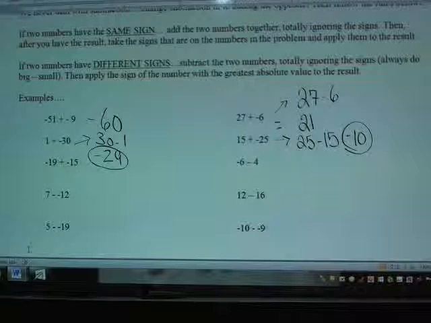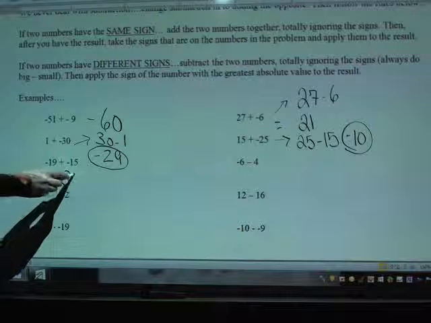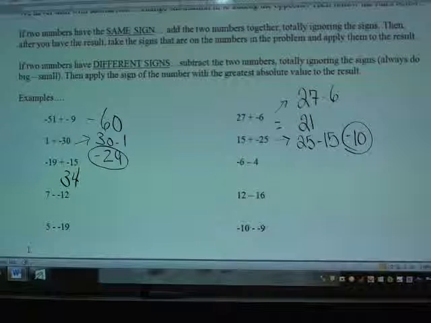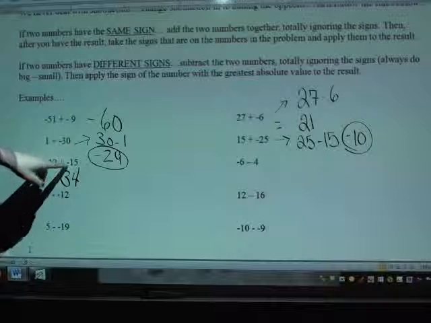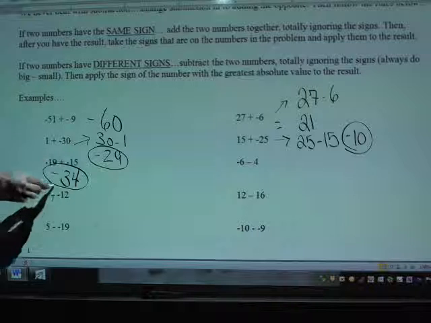Negative 19 plus negative 15 is the last addition problem as presented. But as you can see, what's different about this one compared to the last 3 is they have the same signs. So remember, when we have the same signs, we just add them up. Don't worry about the sign yet. So I've got 19 plus 15. 19 plus 15 is 34. And then whatever signs are in the problem get attached to the result. Well, since both of these are negative, my answer has to be negative as well. Negative 34.